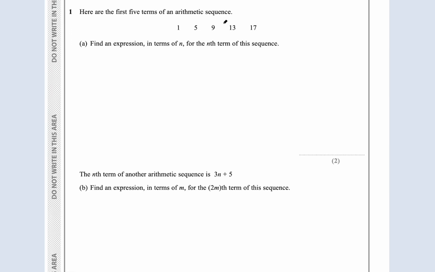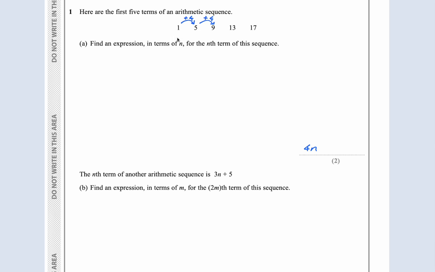Here are the first five terms in an arithmetic sequence. Find an expression in terms of n for the nth term. Okay, so guys, there's a quick way to do this. The quick way is you go, right, it's going up in fours: plus four, plus four. So the nth term is four times n, because we're going up in fours.